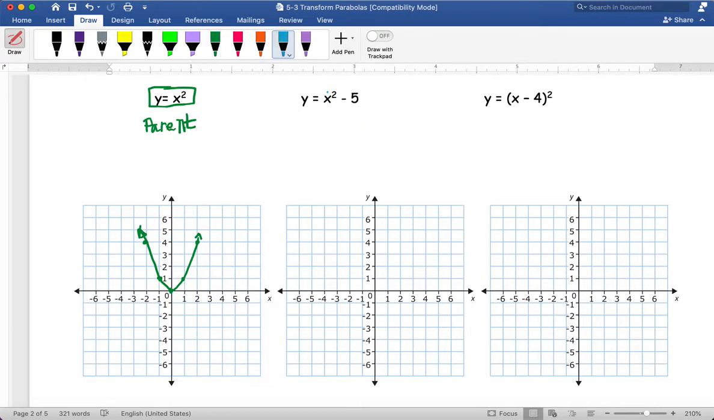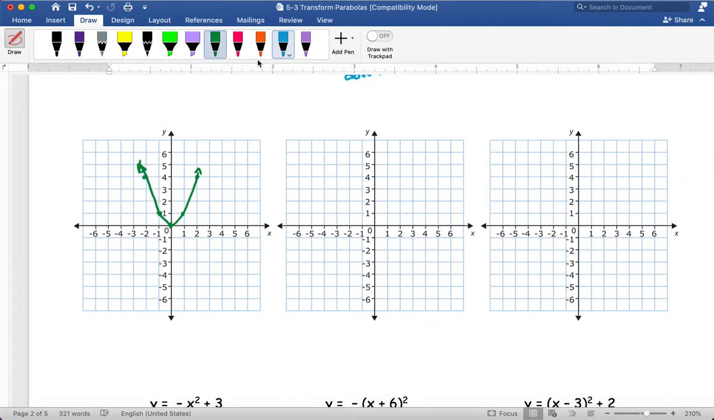This graph here is the parent function shifted down 5 units. If you said down 5 units, you are correct. So it makes sense that the more I practice with these points on the parent function, the easier my thoughts could be when I'm graphing these parabolas using these transformations.